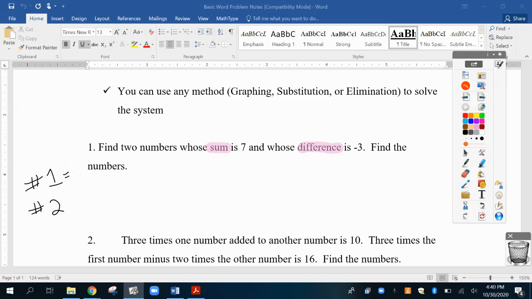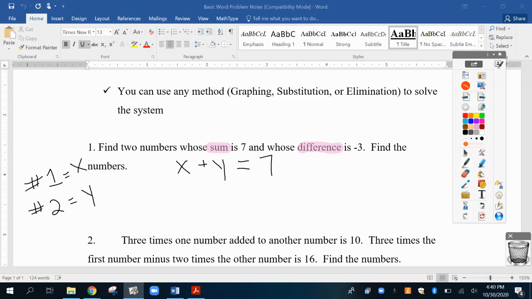And we can label those with whatever letters we want, but I am going to label those with an X and a Y. Whose sum? So when I add up these two numbers, because sum tells us to add, is tells us equals 7.